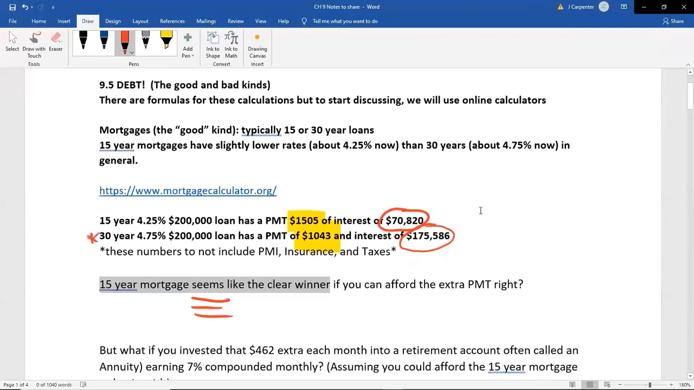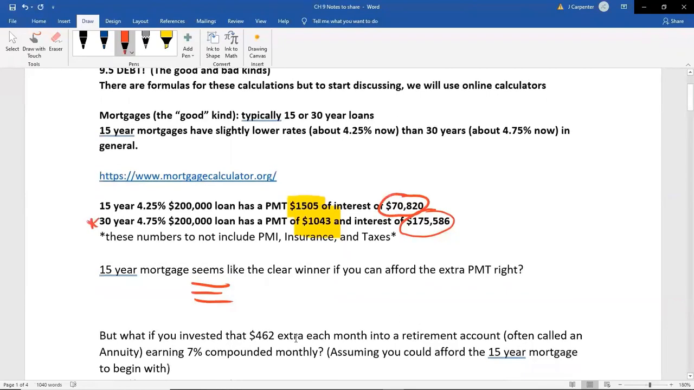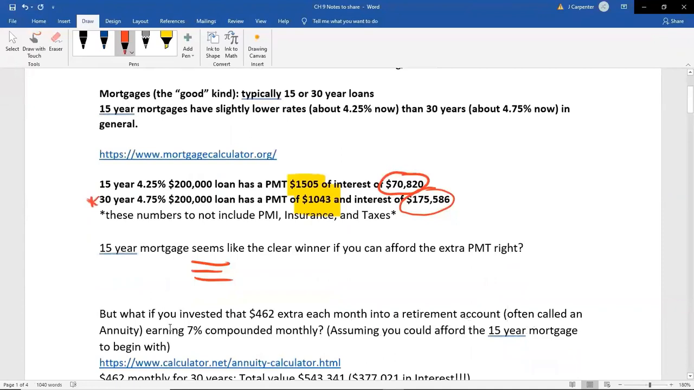So what if you invested that extra $462 every single month into a retirement account, which we often call an annuity? Why is there a closed parentheses and not an open parentheses? I need to fix this file. And let's say it just earns 7% compounded monthly. So I'm ignoring inflation. I'm ignoring opportunities to get better investments. I'm going with what the internet and what traditional investors say is the average lifetime return. So again, we are assuming that we could have afforded the 15-year mortgage.